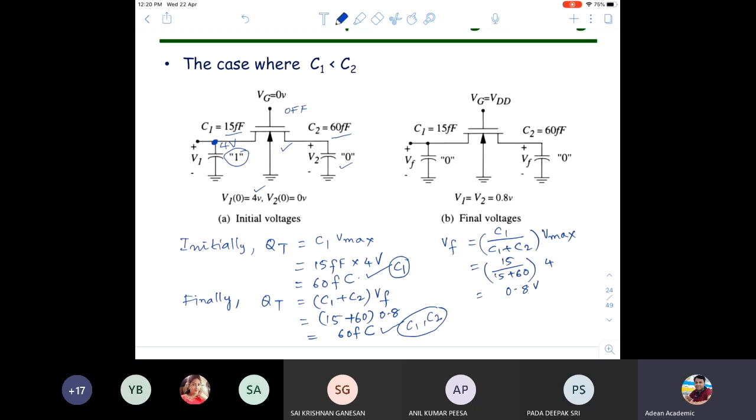Now, what is happening here after this pass transistor? This charge is shared in both. Then this has become 0.8 volts. Because I have connected an extra pass transistor and capacitor, the voltage at this node has fallen from 4 volts to 0.8 volts because of this extra network. This capacitor is loaded with an extra network. So 4 volts is logic 1, 0.8 means logic 0.